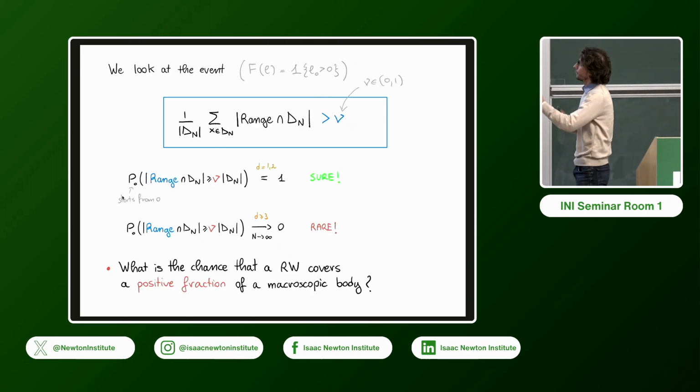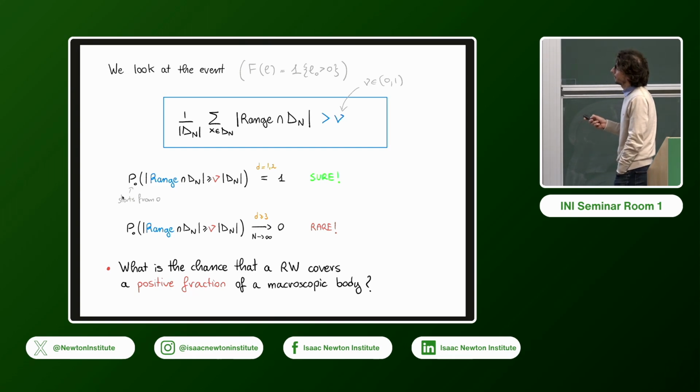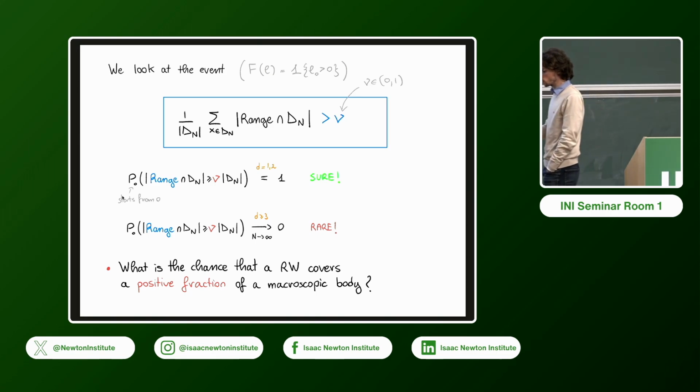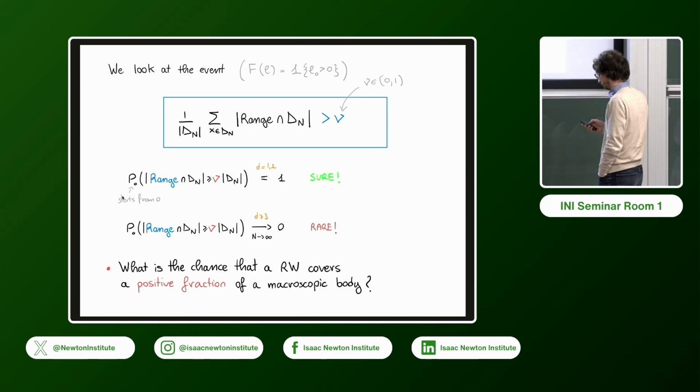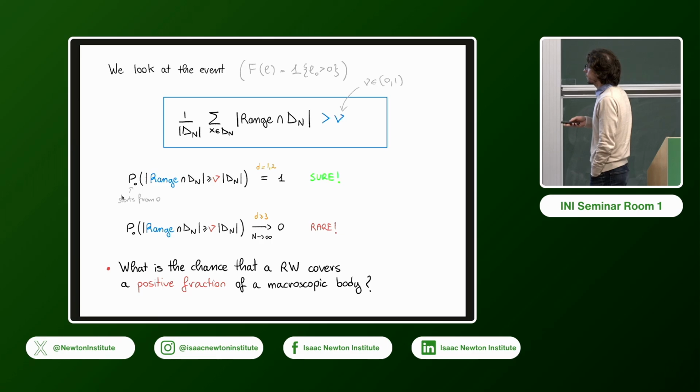In fact, for the rest of the talk, just to make all the notation simpler, we will just focus on the simple observable, that is the function f of L, the indicator of L0 being greater than 0. And so we will just look at the fraction of points covered by the simple random walk inside this macroscopic set, D_n, and we will look at large deviation estimates for the probability that the random walk covers a macroscopic fraction of this set. So the basic question is a large deviation question, and we look for exact asymptotic rates.